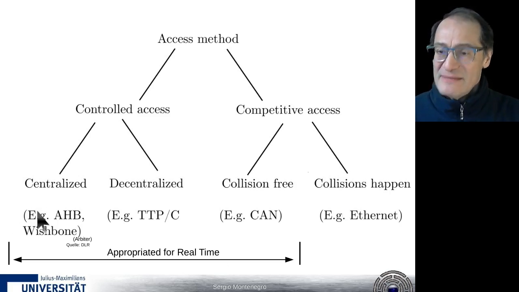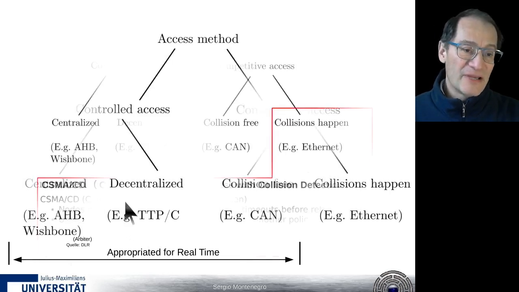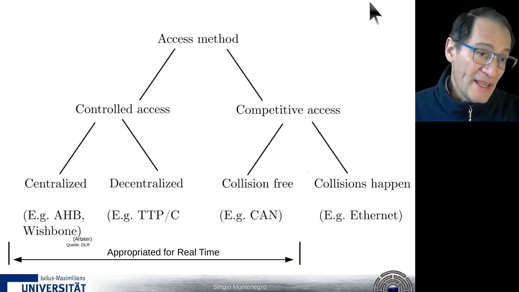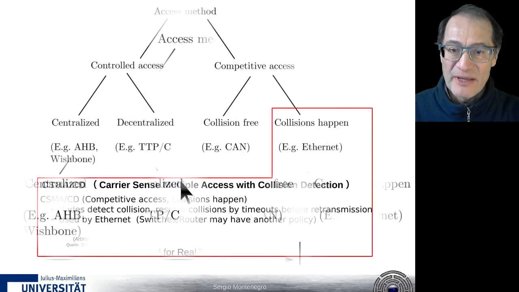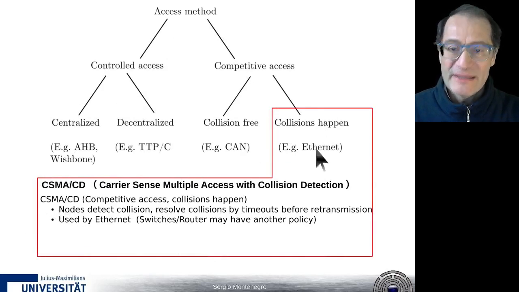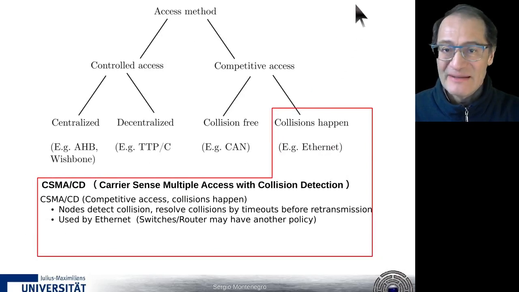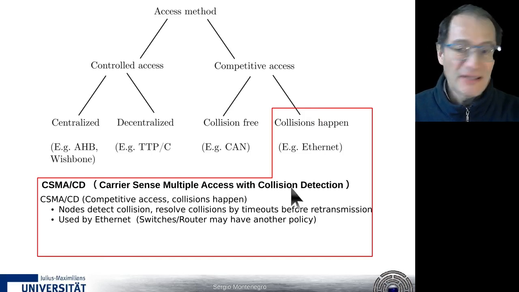With all this, there is a bounding limit, so they can be used for real-time communication. Okay, now let's see more details of each of these cases or methods. Let's begin with collision happens. So we have what we call carrier sense multiple access with collision detection.